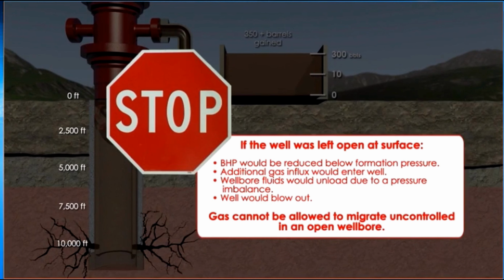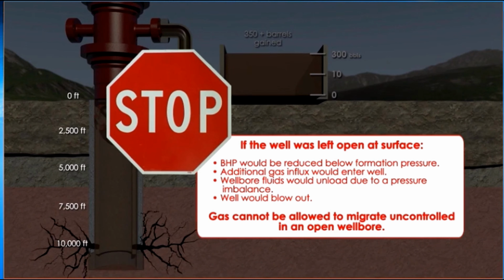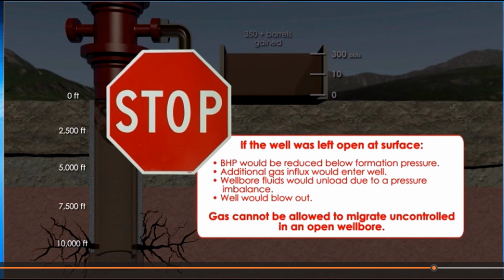If the well were left open, at some point in the gas migration, the bottom hole pressure would be reduced below the actual formation pressure. An additional influx would have entered at an ever-increasing rate. The working fluid in the well would be unloaded by the imbalance, and the well would ultimately blow out.